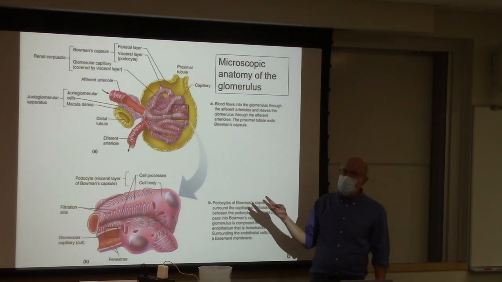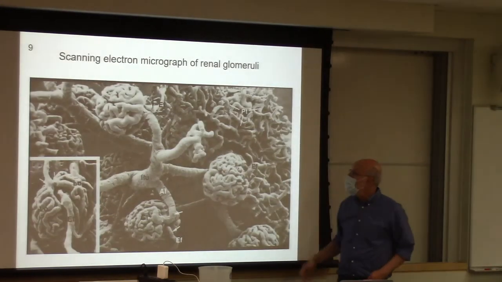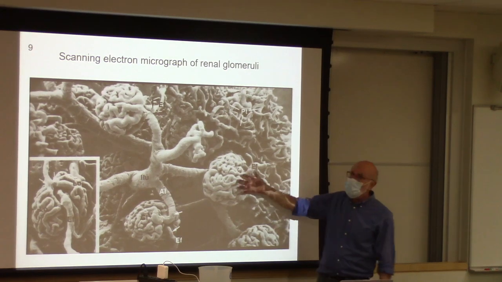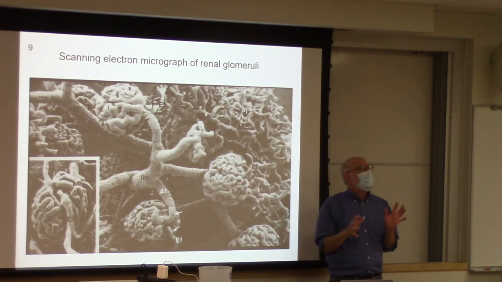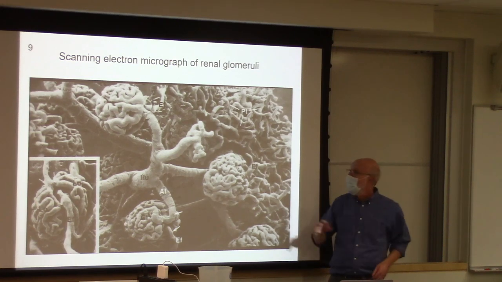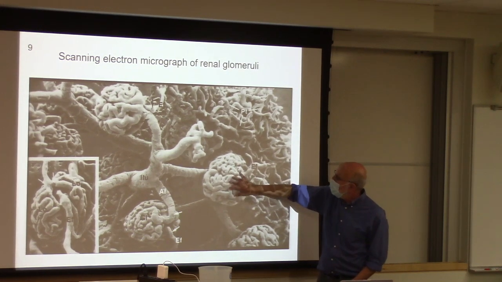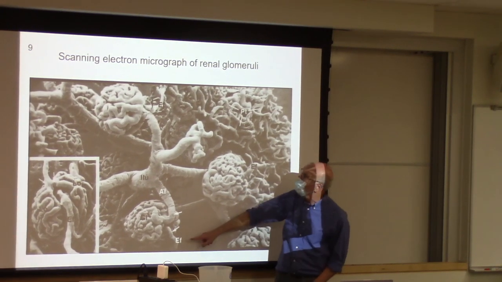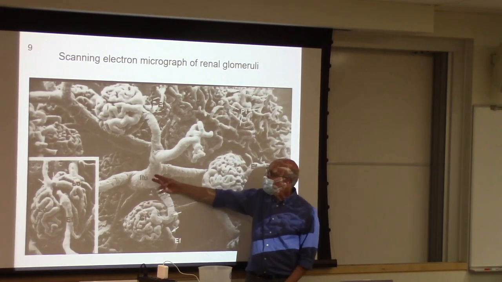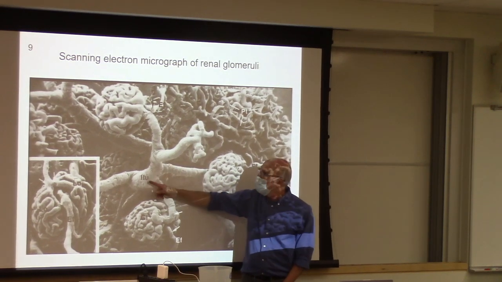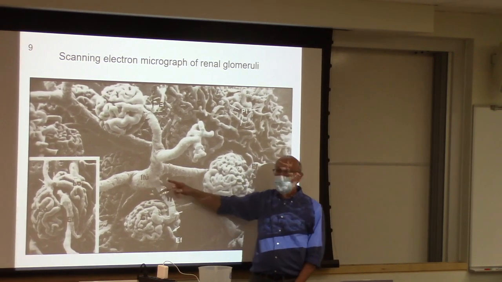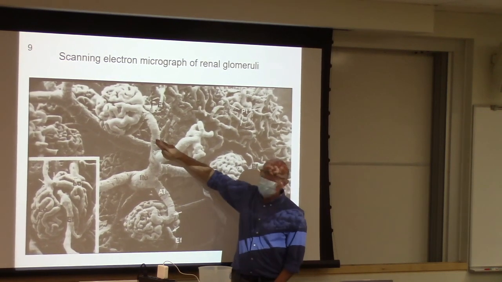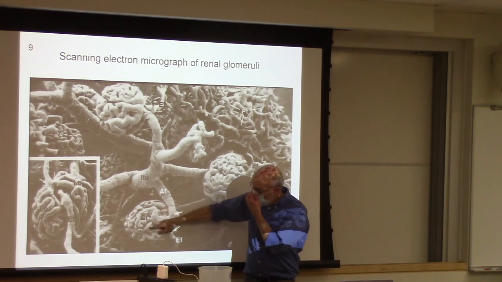So this cartoon is actually a pretty good one, because the next slide shows actual data from an electron micrograph of glomerular capillaries. In this case, the Bowman's capsules have been removed. So we're seeing glomerular capillaries. Here is an afferent arteriole, and here's an efferent arteriole. Here's a branch of the renal artery, making several afferent arterioles, one of them going to each glomerulus.